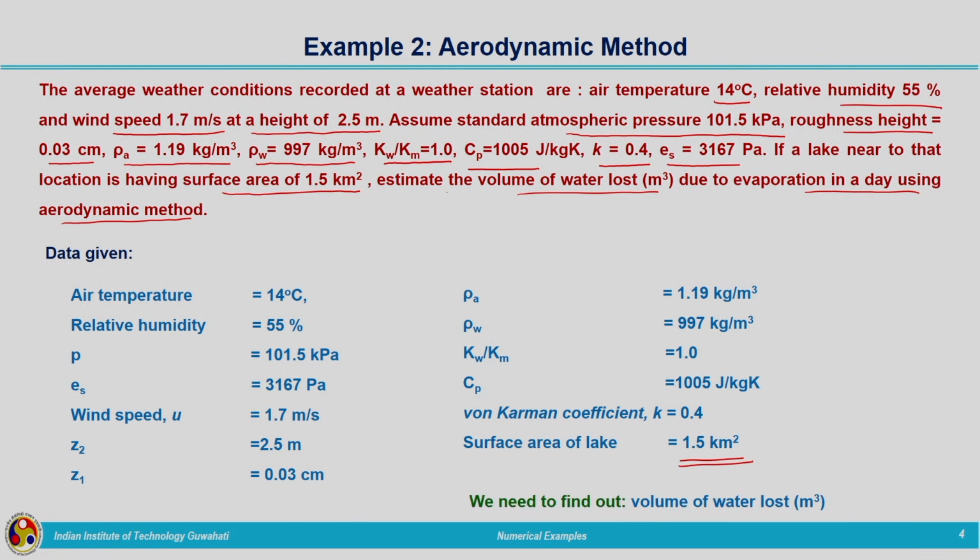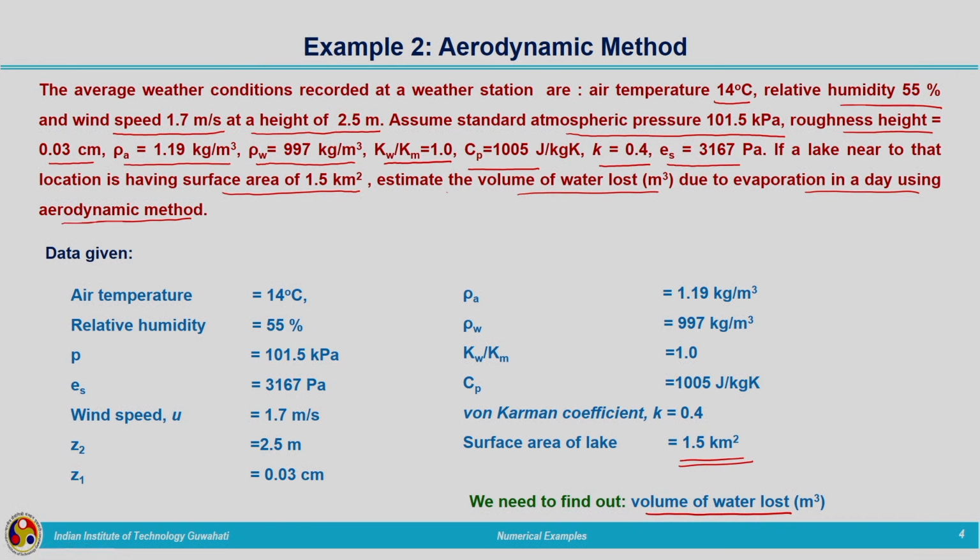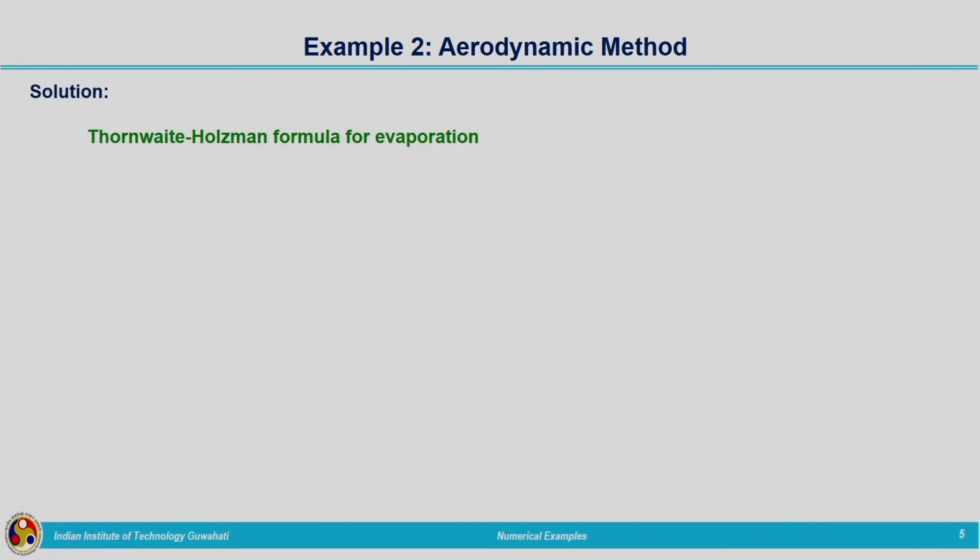We need to calculate the volume of water lost due to evaporation in a day. That is, first we need to calculate the evaporation rate, and the area of the lake is given to us, so by multiplying the evaporation rate by the area of the lake, we will get the total volume of water which is lost due to evaporation from that particular lake. So, we will start working out this example.